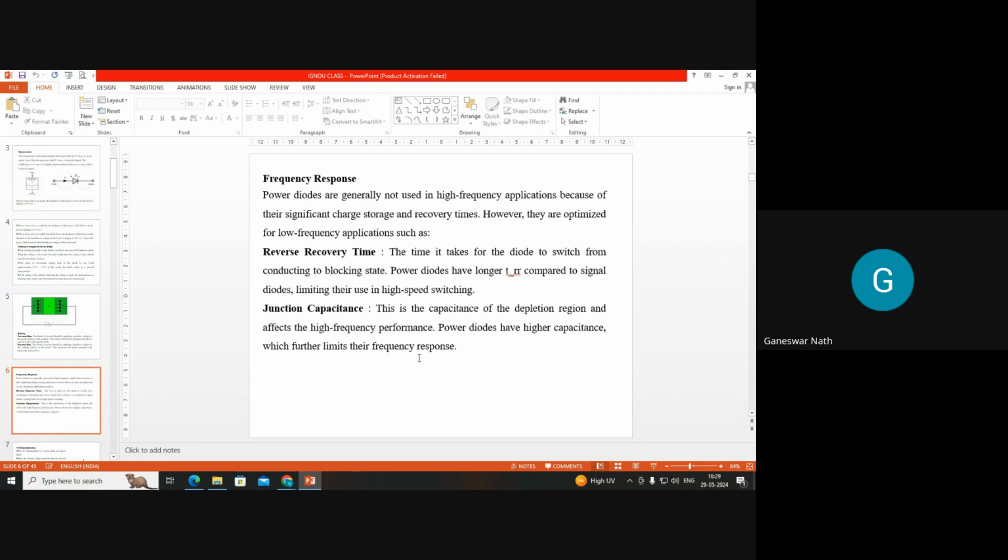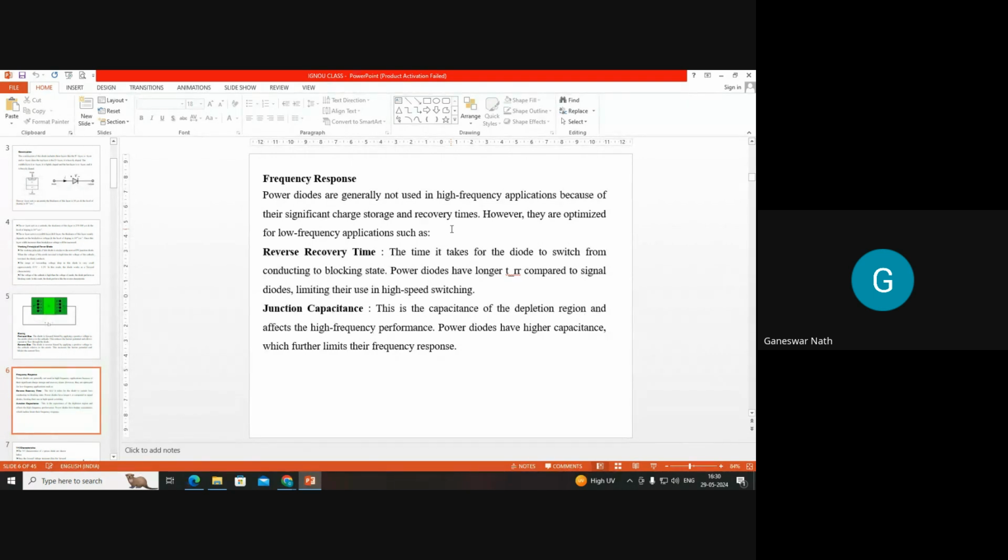Then coming to the frequency response. So how does this diode respond to the different frequencies of the AC voltage or AC supply applied to the p-n junction diode? Power diodes are generally not used in high frequency applications because they have significant charge storage and recovery time. So you can see the general diode can be used for different frequencies, but the power diode cannot be applied to high frequency applications due to their significant charge storage capacity and recovery time.